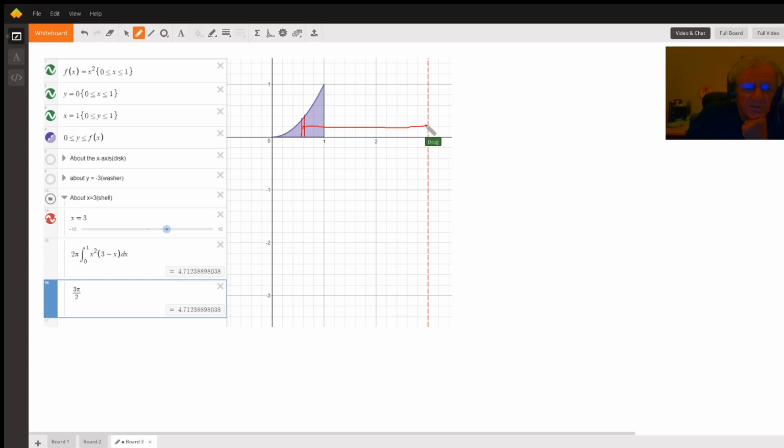So that distance we can think of as the right x coordinate, which is always 3, take away this distance right here, which is x. So 3 minus x will be the average radius, and that's what this is right here. So it's the height of the shell times the average radius multiplied by 2 pi, and we're integrating from 0 to 1. And if you distribute the x squared, find the antiderivative, etc., it looks like 3 pi over 2 is the correct answer.